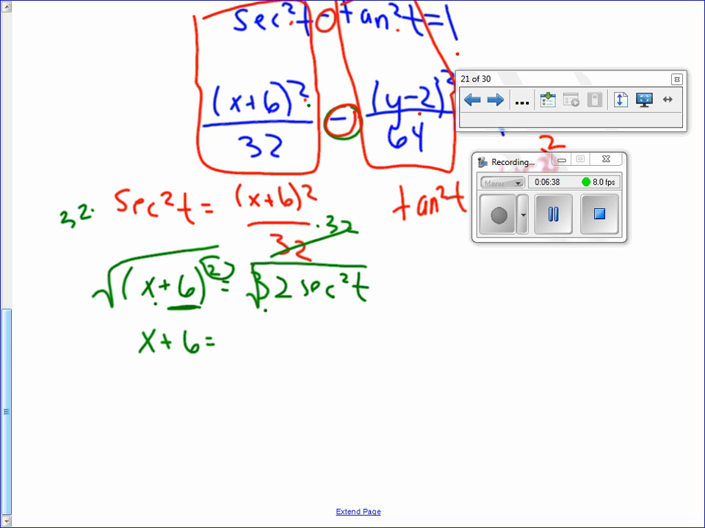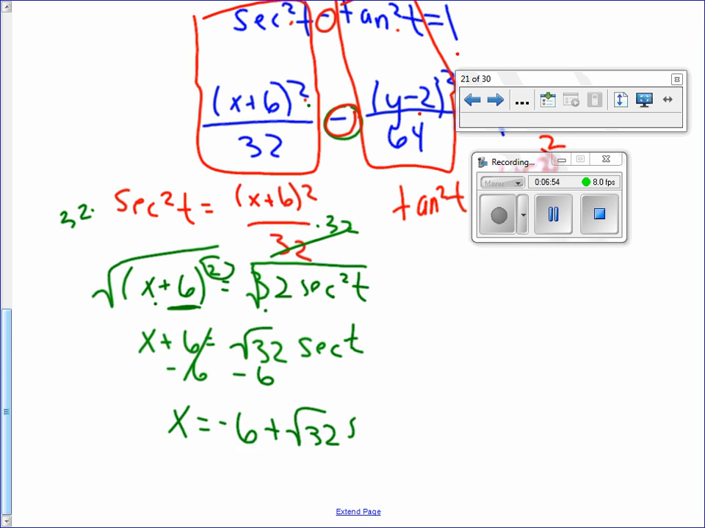And the square root of 32, let's just leave that. The square root of secant squared is secant t. So one more step to solve for x, let's subtract 6 from both sides, and we get that x equals negative 6 plus radical 32 secant t.